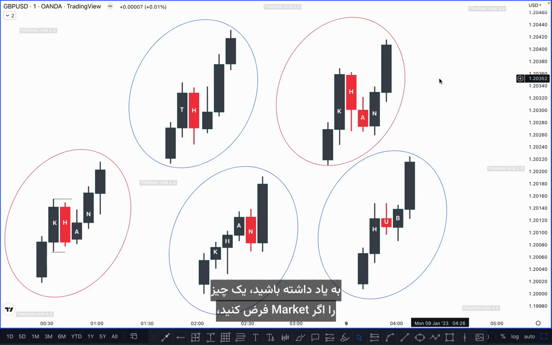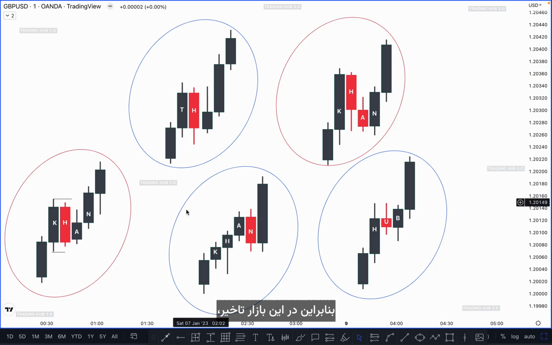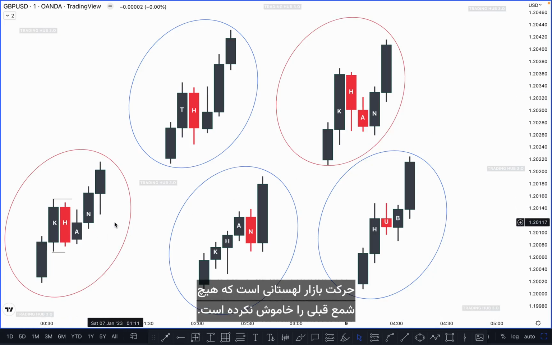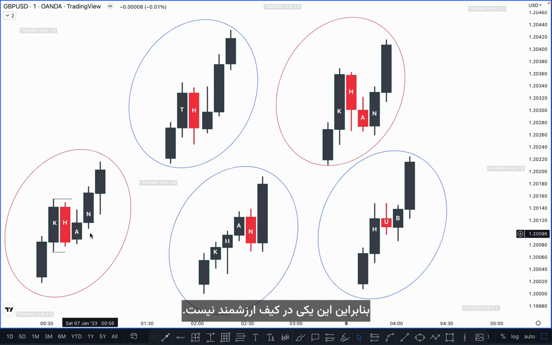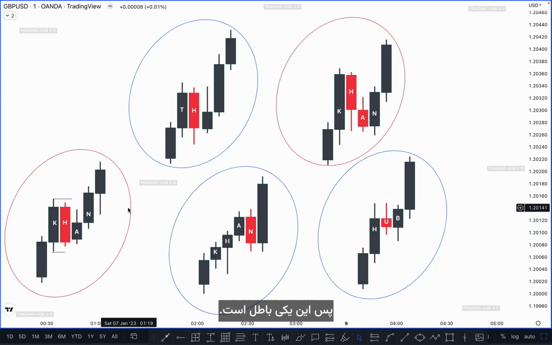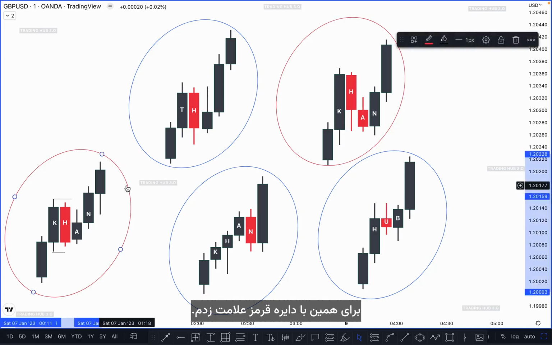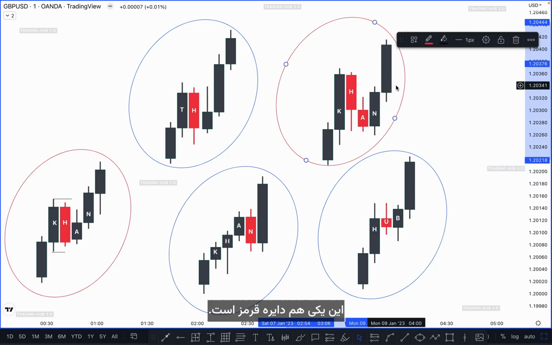Remember one thing: if the market is bullish, then the market takes out the low to confirm a valid pullback. If the market is bearish, then the market takes out the previous candle high to confirm a valid pullback. So in this leg, the market momentum is bullish and the market does not take out any previous candle low, so this one is not a valid pullback. This one is valid, so this one is invalid. That's why I mark it with a red circle, and this one is also invalid. This one is also a red circle.